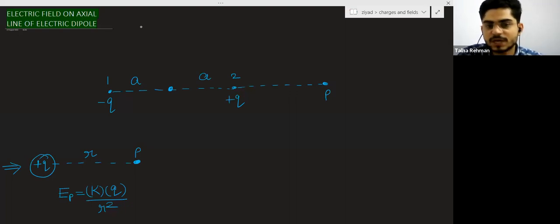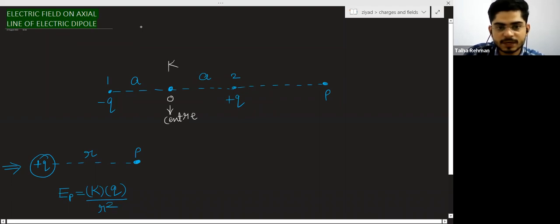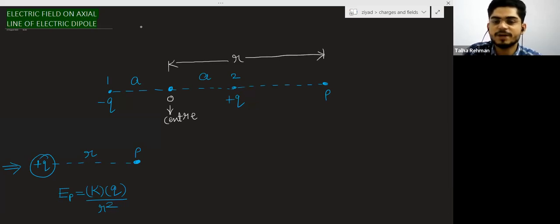So this is a positive charge. I am calculating the electric field, and one thing more I want to tell you. Suppose this distance is, you can take this distance as r. This is the center of the dipole, O. O is the center. I am taking a distance r. Suppose this point P is at a distance r from the center of the dipole.